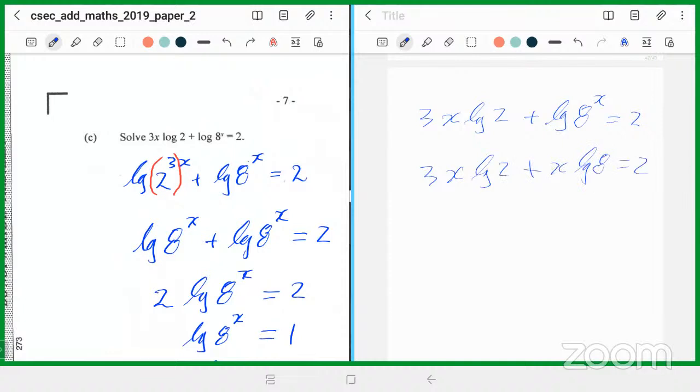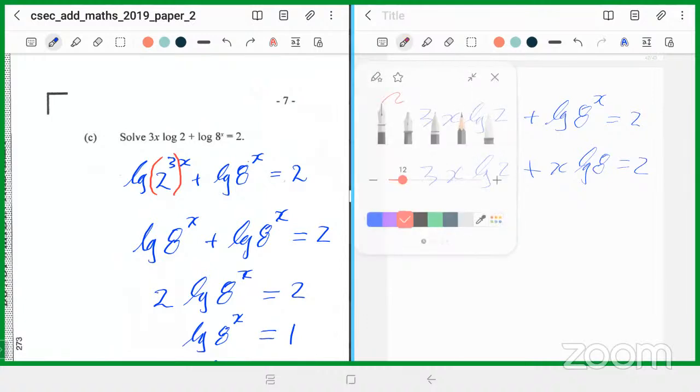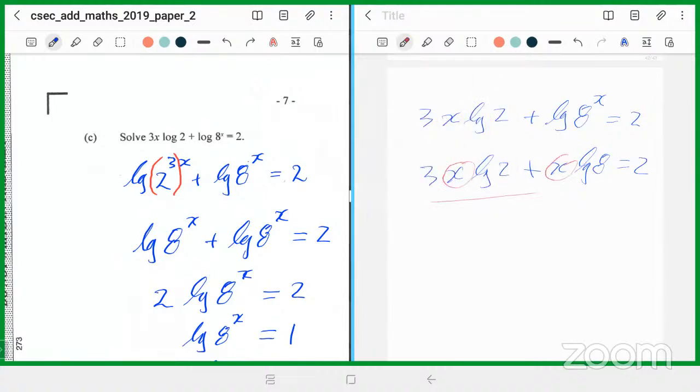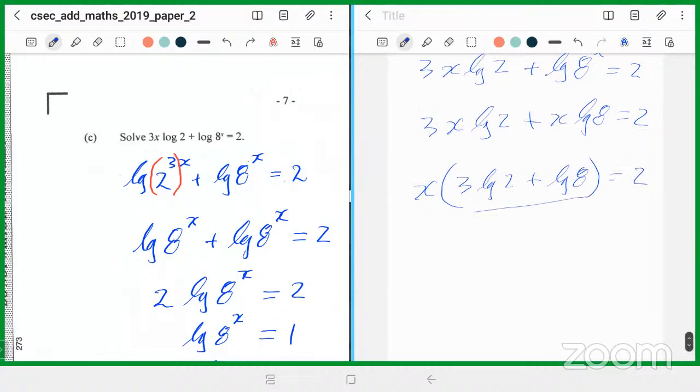I can factorize away the x that I'm trying to find from these two terms. I'm going to get x bracket 3 log 2 plus log 8 equals 2. And in simple terms, I can divide both sides by the bracket and leave x as the subject. So x would be equal to 2 divided by 3 log 2 plus log of 8. That is correct as well, isn't it?